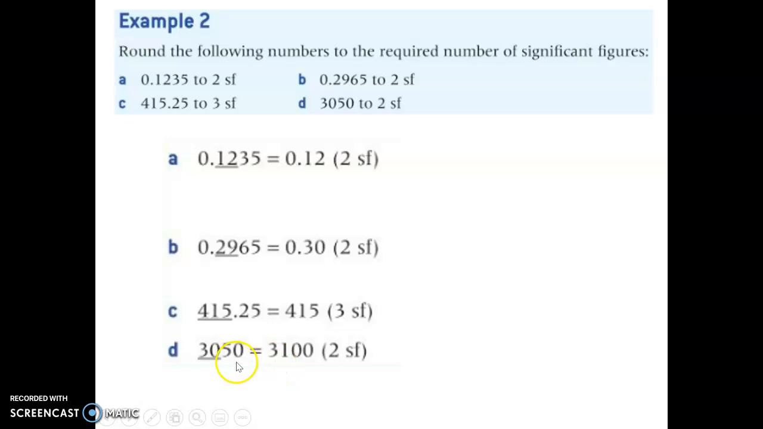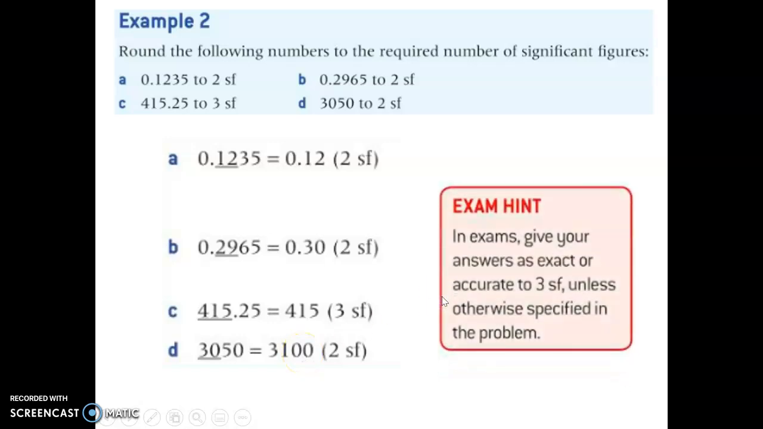And finally, down here, we want 2 significant figures, but there are 3. We will round it to 2 by rounding this 30. Looking at this 5, we round this 0 up to 1, and there we have it. 2 significant figures. Those zeros don't count, remember that.